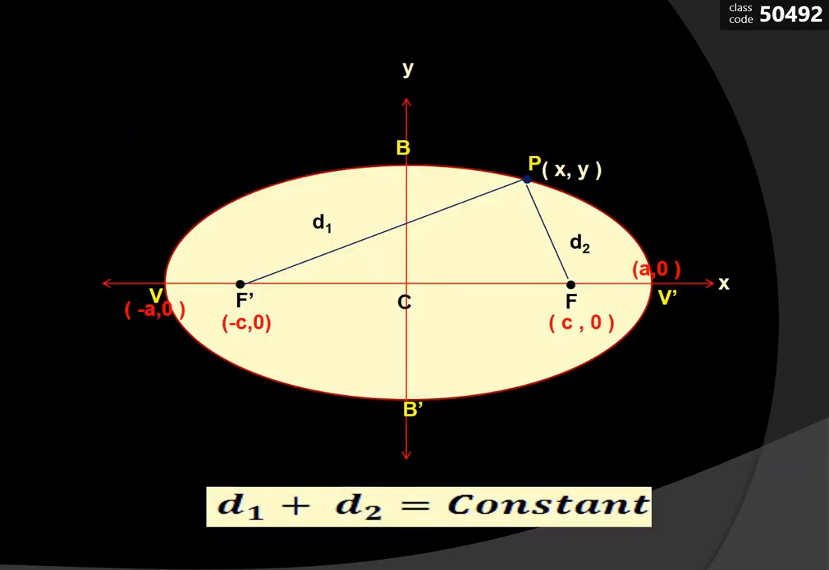So here is the illustration. As you can see, there is the point P here with the ordered pair x, y. When you move that point along the ellipse, the distance 1 and distance 2 sum is always constant. When we say constant, if you add the two, it will be the same all throughout.